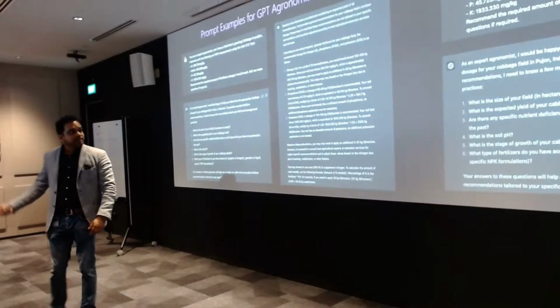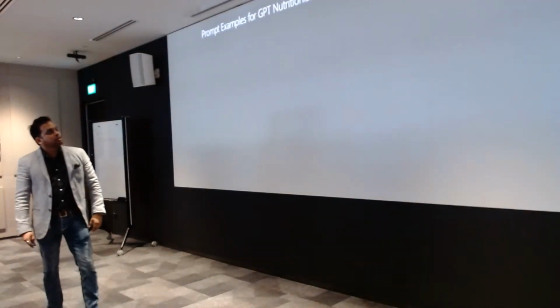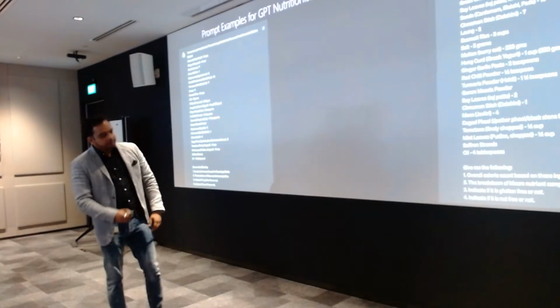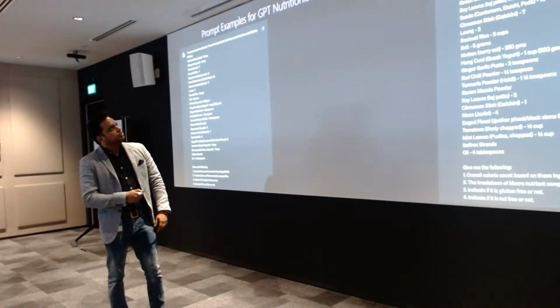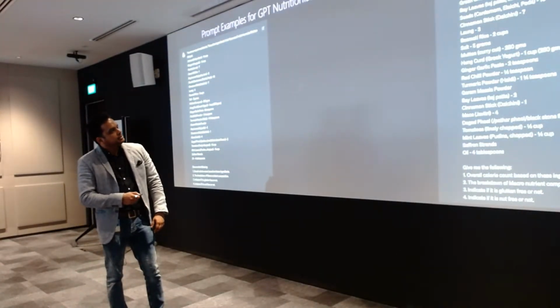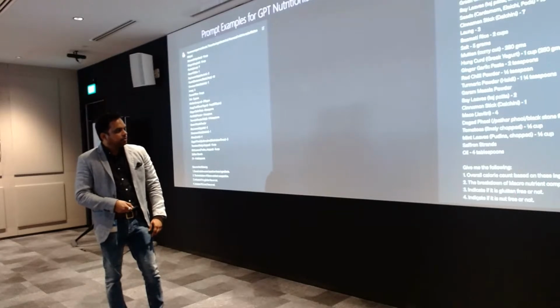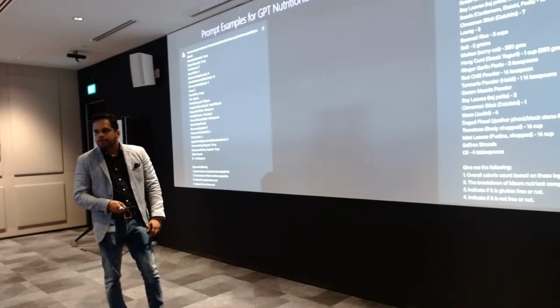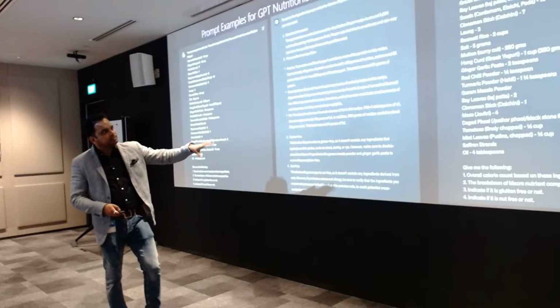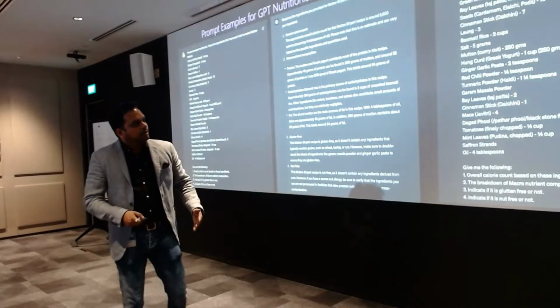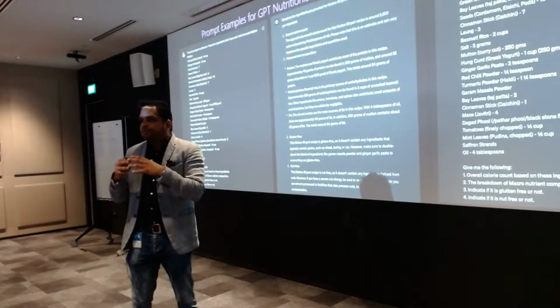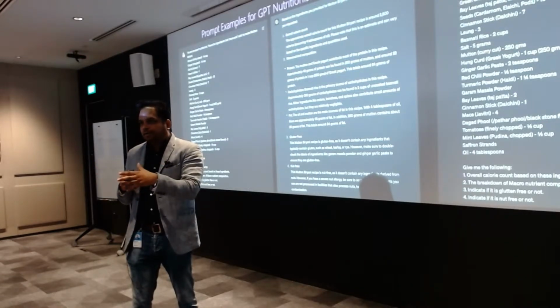Now, the second case which I mentioned, right? Nutritionist. So I gave it a simple prompt. You are this. The ingredients I have are this. Give me the following: overall calorie count, breakdown of macros, indicate if it is gluten free or not, indicate if it is nut free or not. This is just one example, there are a lot of them, and it gave me this. So creating these kinds of smart bots is a possibility now.